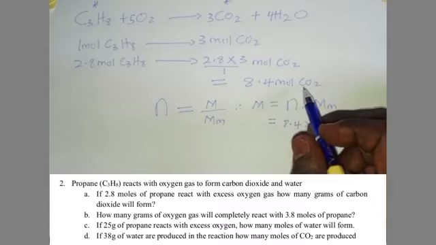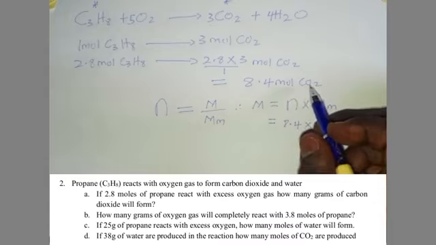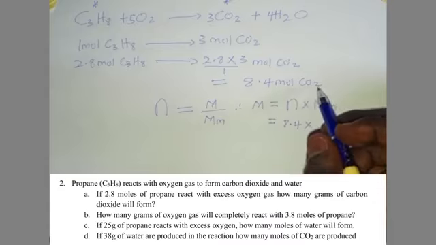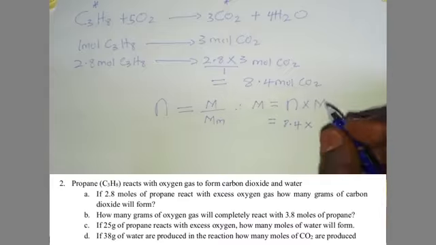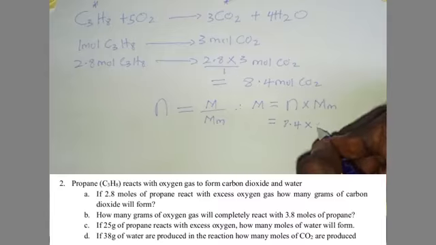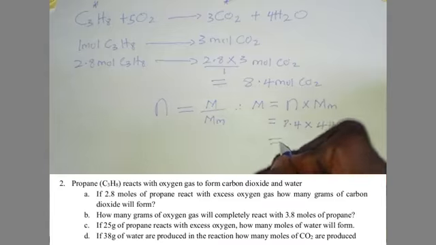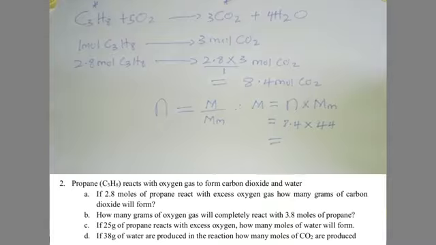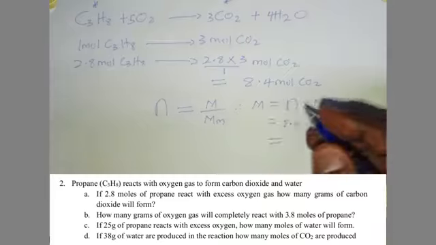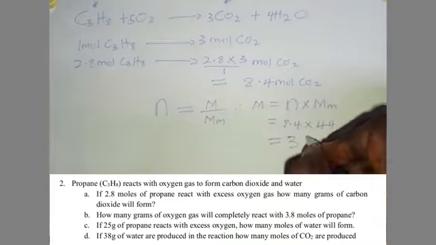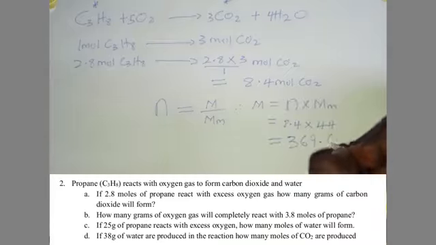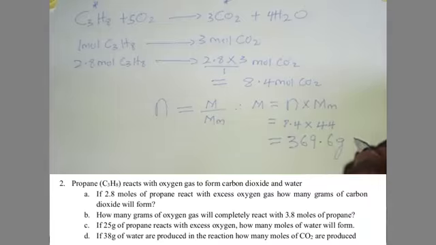We know that carbon is 12, 12 plus 16 times 2, which is 32. That gives us 44. So we say 8.4 times 44. Our final answer here is going to be 369.6 grams of CO2. Now we are done with the A part. Let's go to the B part.